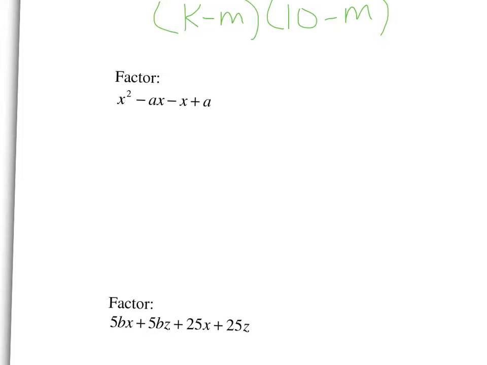I have 4 terms, so I'm going to cut them in half. What do I have in common here in the front? They both have a factor of x. When I divide by x, I have x minus a left. Bring down this minus sign. Now, these two terms have nothing in common. This is an x factor and this is an a factor. They have nothing in common.